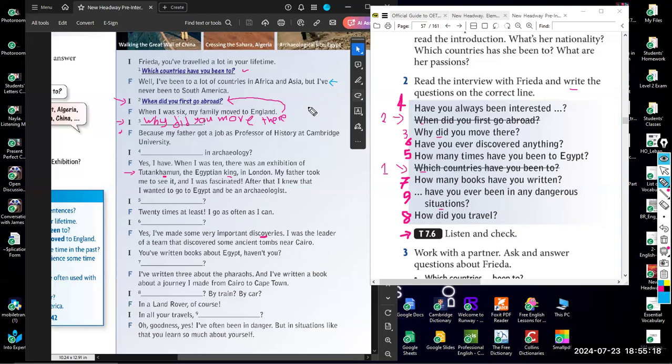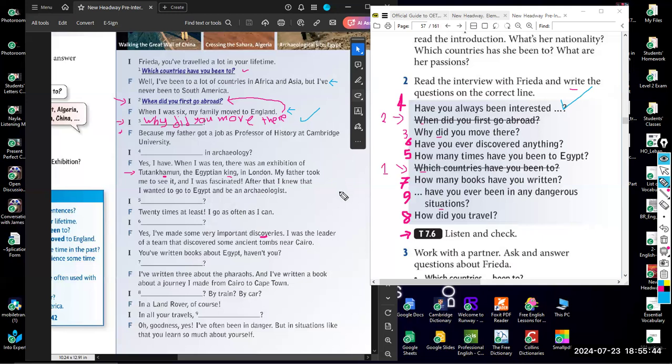When did you first go abroad? When I was 6, my family moved to England. Why did you move there? Because my father got a job as Professor of History at Cambridge University. Have you always been interested in archaeology? Yes, I have. When I was 10, there was an exhibition of Tutankhamun, the Egyptian king, in London. My father took me to see it, and I was fascinated.